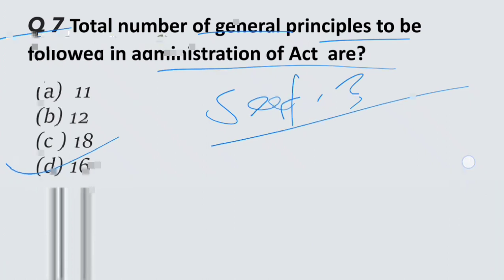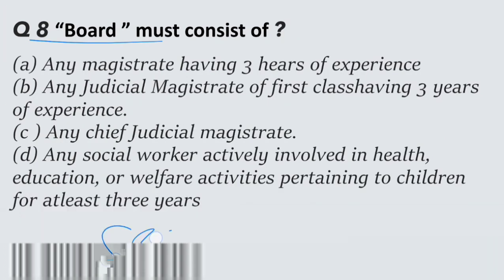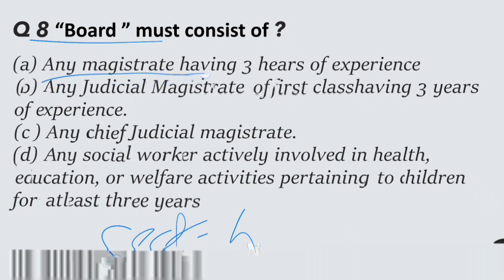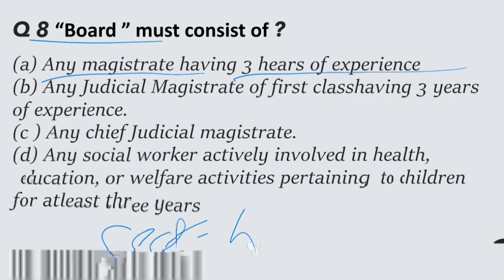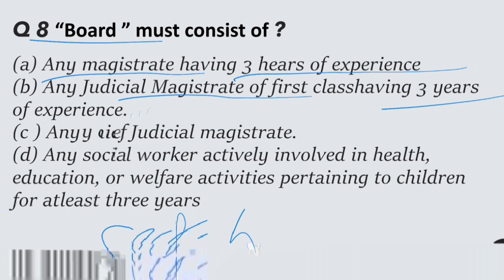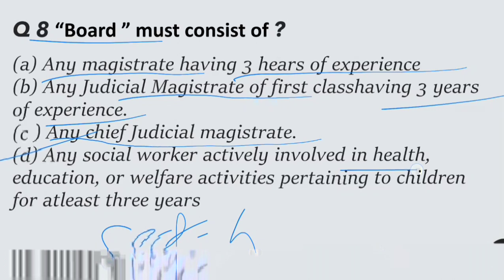Next question is board must consist of. There is a composition of board provided under section 4 of the Act. Option A says any magistrate having 3 years of experience, and B says any judicial magistrate of first class having 3 years of experience, and C says any judicial magistrate. D says any social worker actively involved in health, education, welfare activities for 3 years.